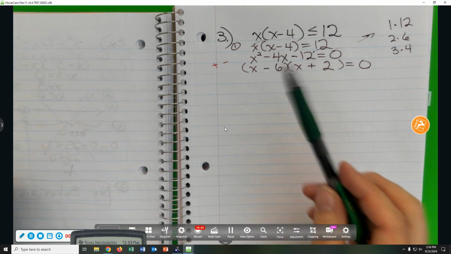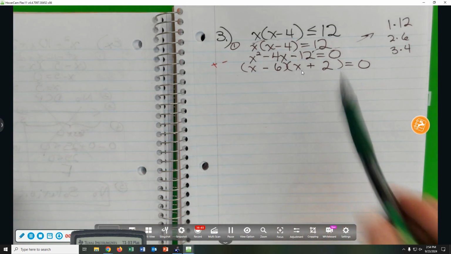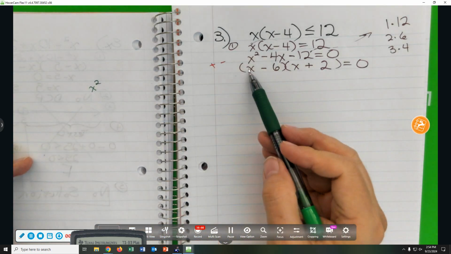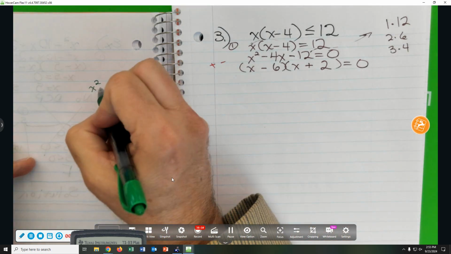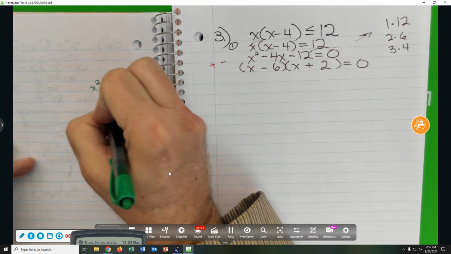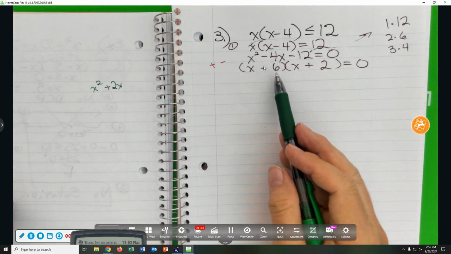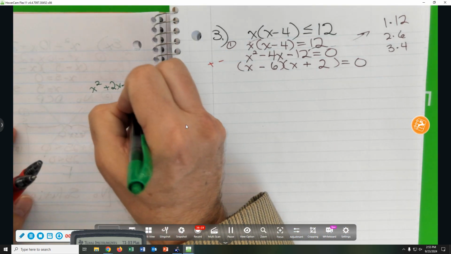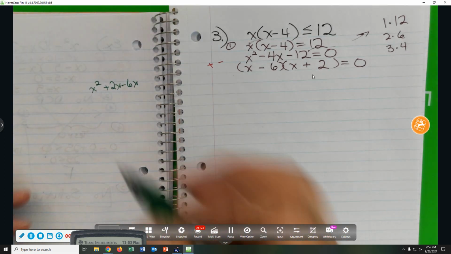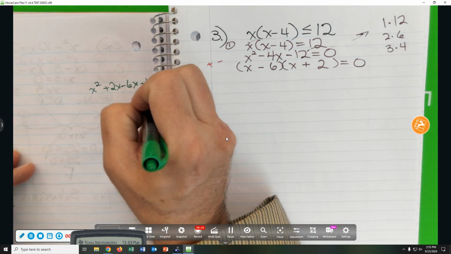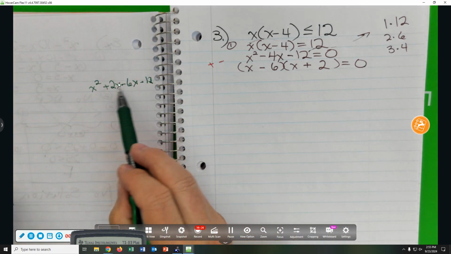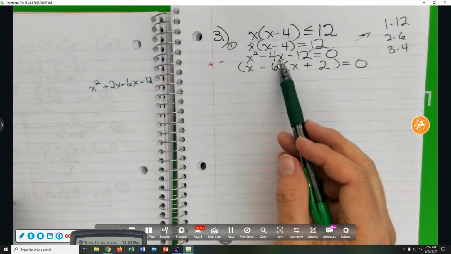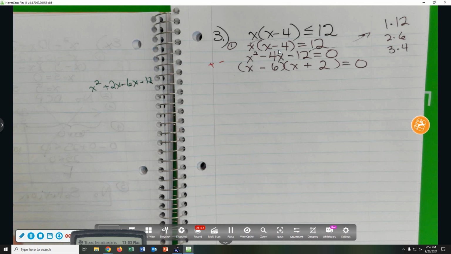So let's just verify. First, x times x, that's x squared. Here's my scratch work I'm checking. Outer, x times 2 is positive 2x. Inner, what are we going to get? Negative 6x. Last, negative 12. 2x minus 6x gives us negative 4x, that's the correct factorization then.